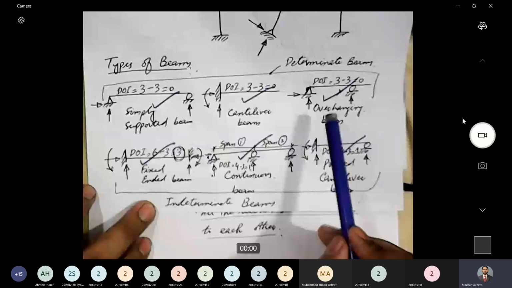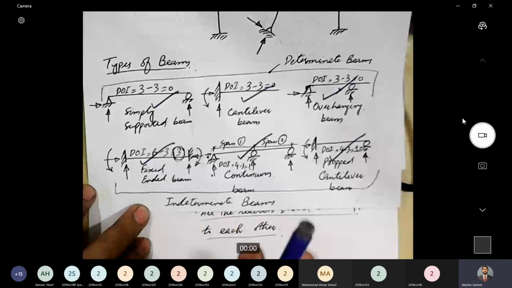Continuous beam. 1, 2, 3, 4 reactions. All of them are not parallel. So this is stable. Propped cantilever beam. 1, 2, 3, 4 reactions. All of them are not parallel. So this is also stable. So these 6 types of beams that we discussed before are all stable.